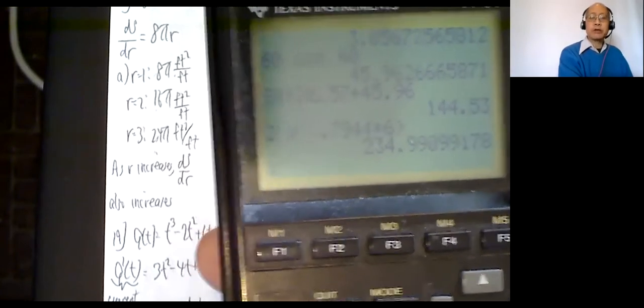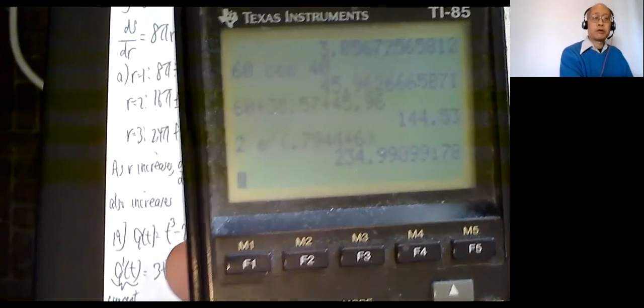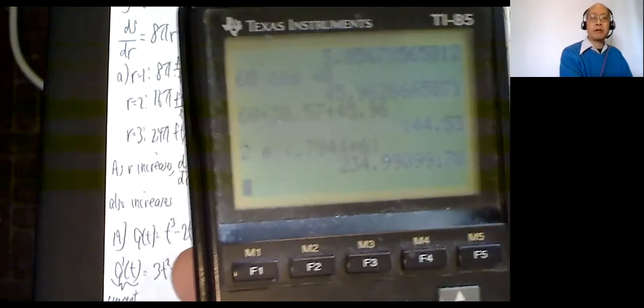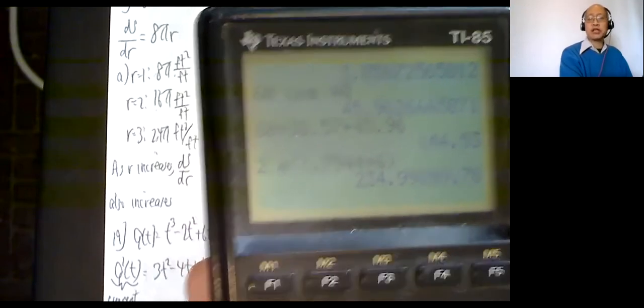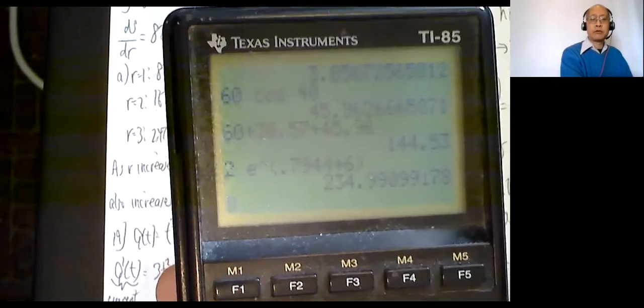Again, population is rounded to the nearest whole number. Population of protozoa, bacteria, people, animals, whatever. Don't leave it as a fractional amount. You should have a whole number.